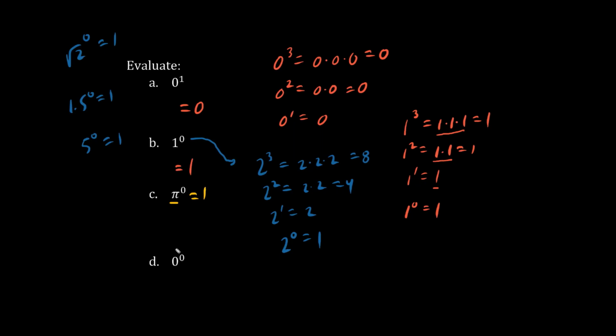Now finally we have 0 to the exponent 0, and unfortunately the answer is undefined. We have two opposing forces. Anything to the 0 is 1. We're tempted to say that the answer is 1. However, the base is 0. 0 to the anything is 0. So is the answer 1 or is the answer 0? We can't make up our mind. So we say the answer is undefined.